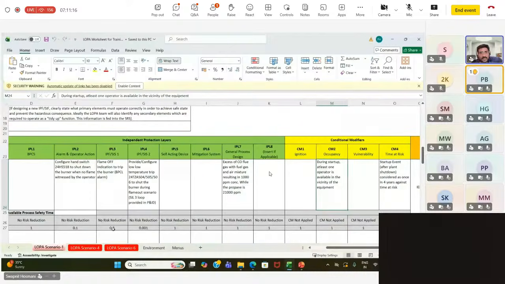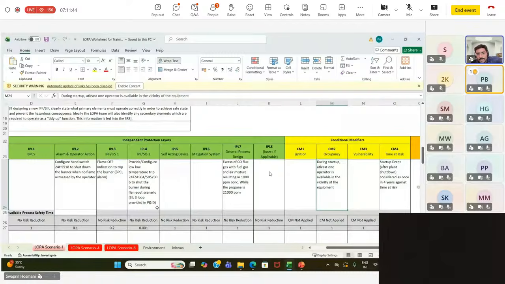Now, next, the IPL 4 is provide this. We are saying this is a recommendation which came from the HAZOP. However, this LOPA exercise is done after the HAZOP, so we are taking credit of that safeguard from the HAZOP recommendations. Okay, so here I am saying provide and configure a low pressure trip on this 504, 505, 506 to shut the burner during a flame out scenario.